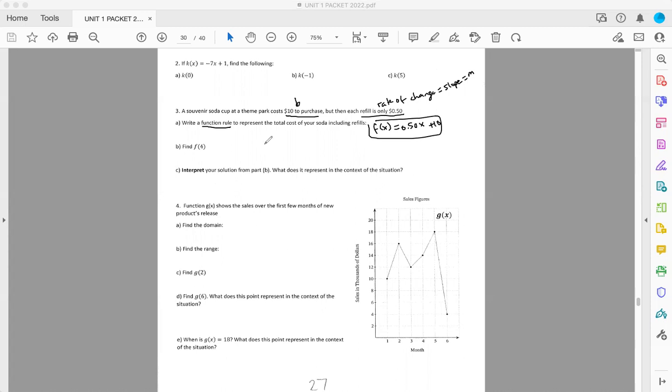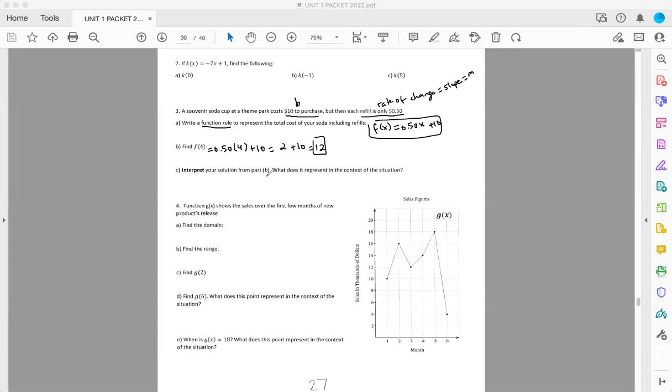And then part B, find f of 4. All you have to do is just plug in 4. So you do 0.50 times 4, which is 2, plus 10 is 12. Okay, I hope this is helpful. Maybe I'll do one part and then I'll let you try on your own for homework, okay? So you're going to get some practice in.